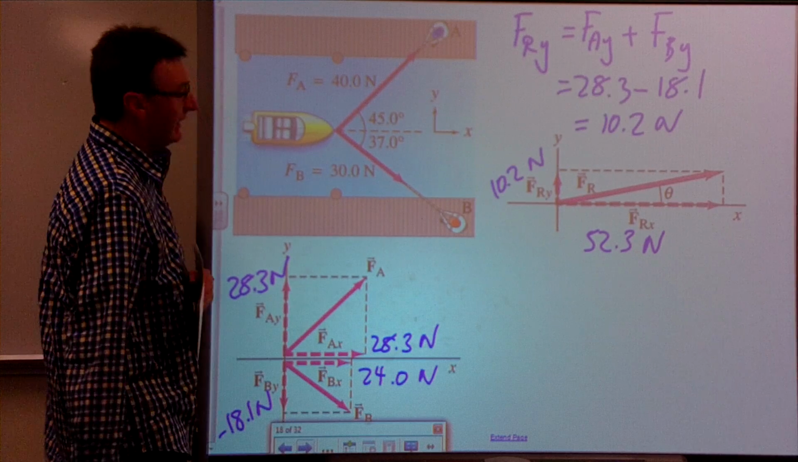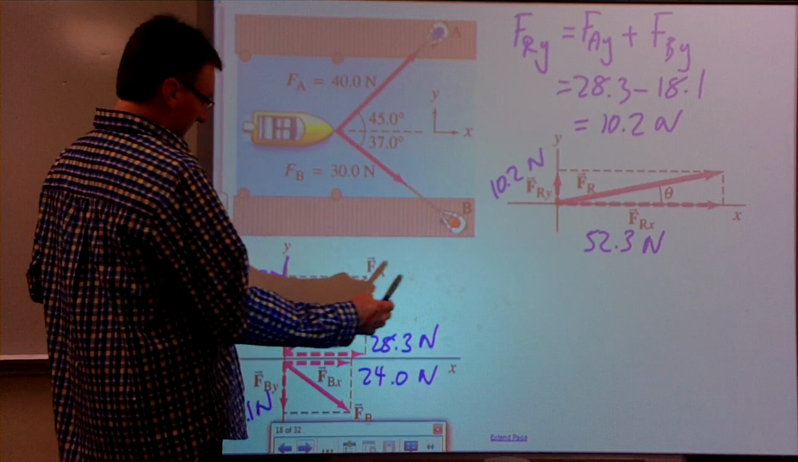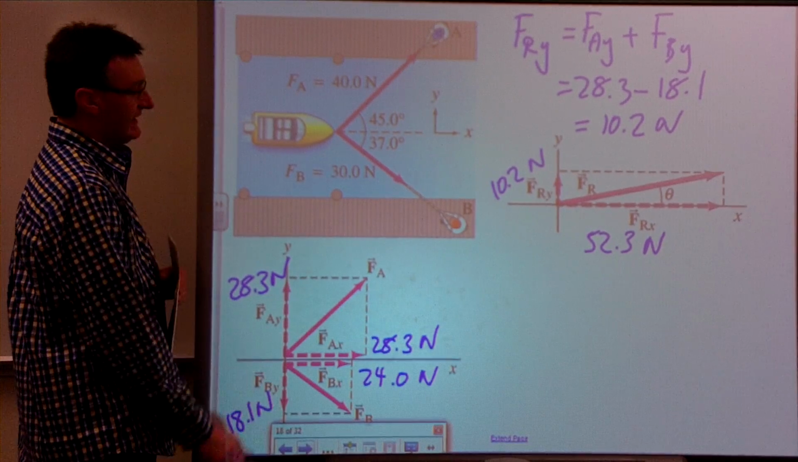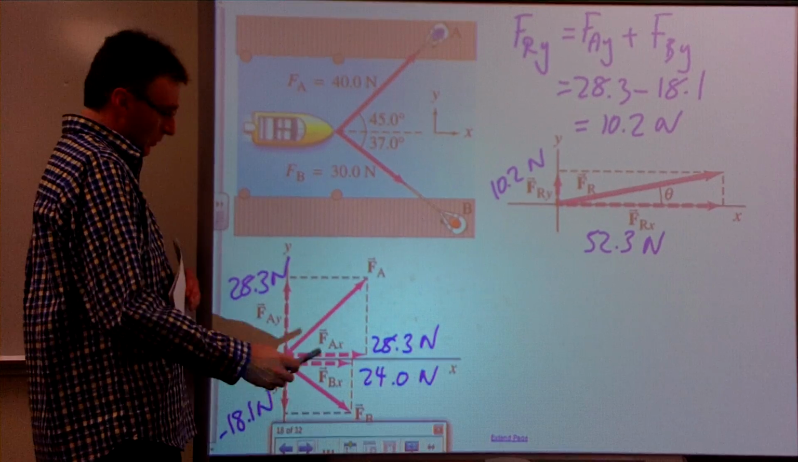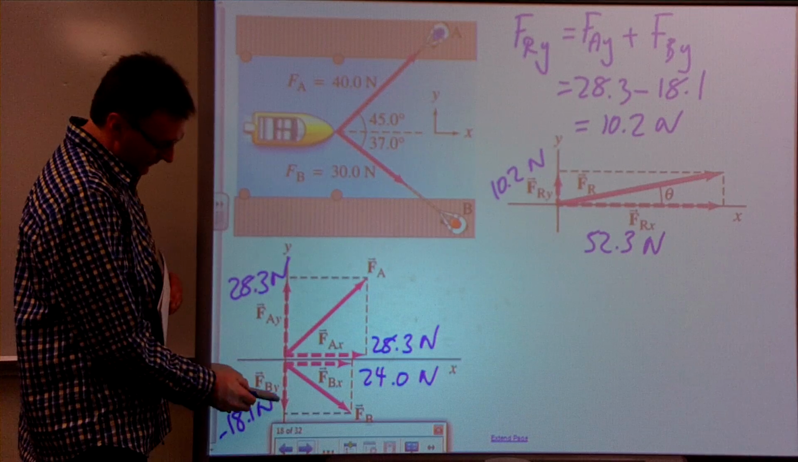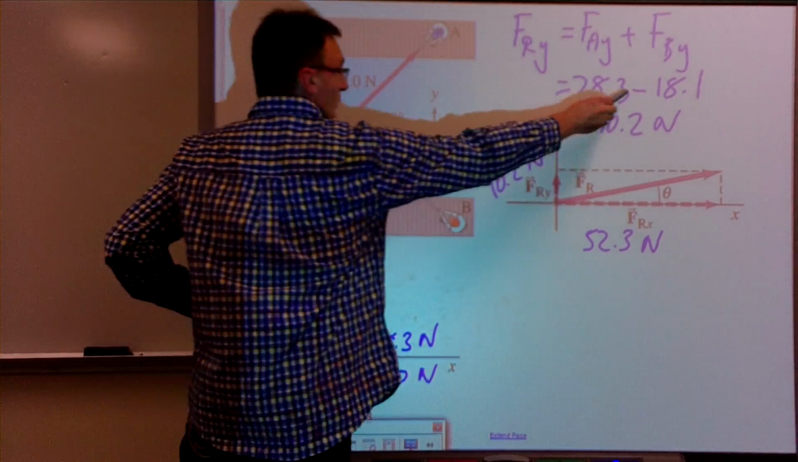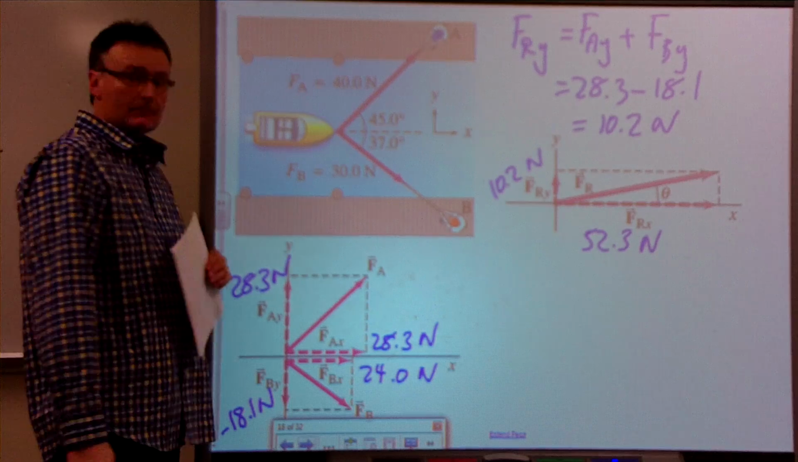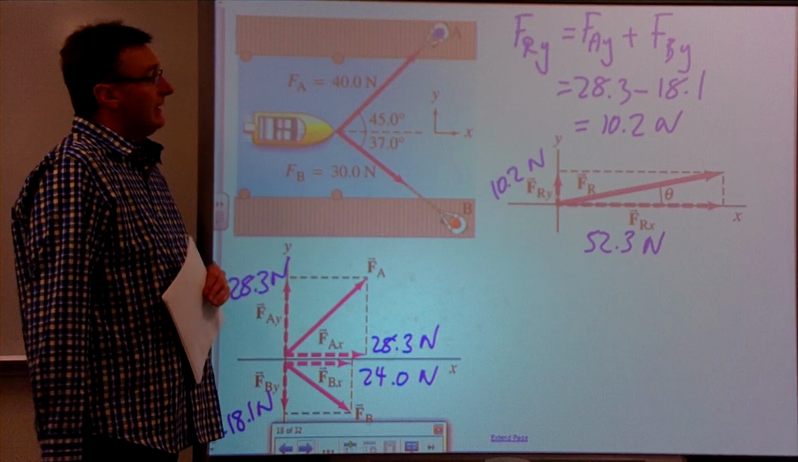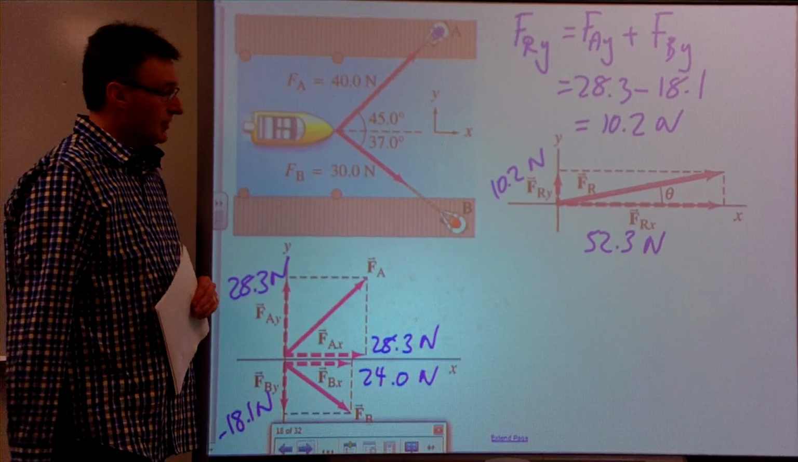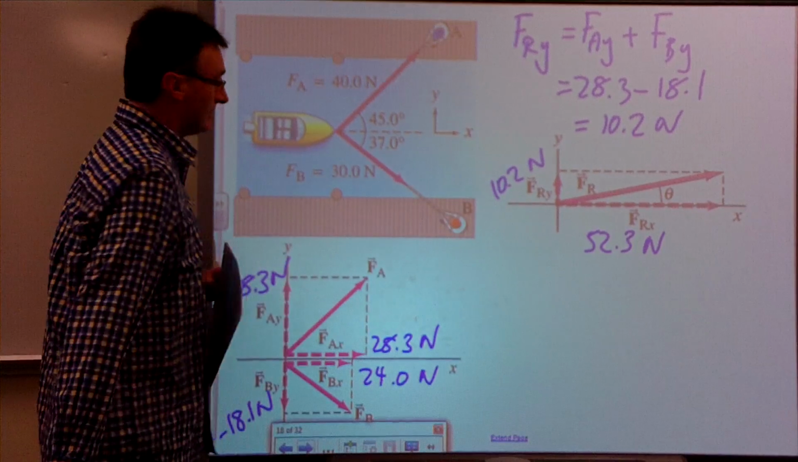And as we recall, the y component of force B is a negative number. I don't know if I mentioned that earlier, but we do get a negative number for the y component of force B, so we end up subtracting them. Therefore, the net force in the y direction is going to be 10.2 newtons. Okay, and then we can put that on our diagram there.